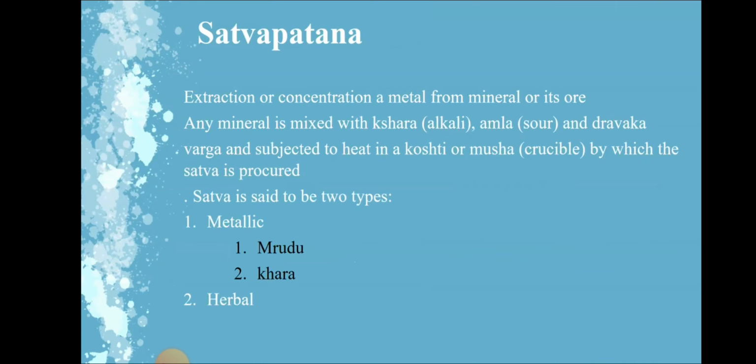Next is the Sattvapatana process, that is extraction or concentration of a metal from a mineral or its ore, known as Sattvapatana. Any mineral is mixed with Kshara, Amla, Dravaka Varga and subjected to heat in a koshthi or musha, by which the sattva is procured.